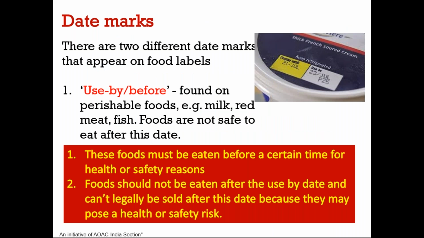The date marks: there are two different types of date marks. The first is used by or use before, found on perishable foods such as milk, red meat, fish. The foods are not safe to be eaten after this date. These foods must be eaten before the time for health or safety reasons. They should not be eaten after the use by date and cannot be sold legally after this date, that is, the use by or use before.